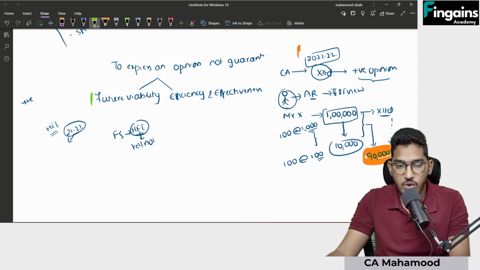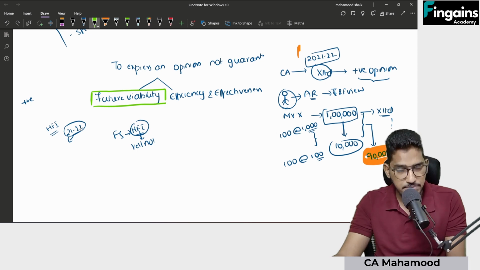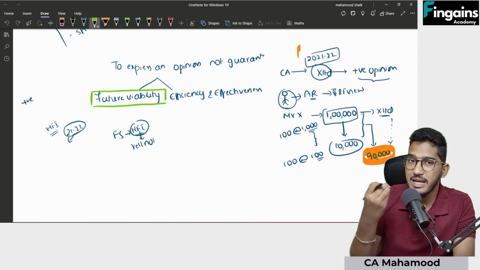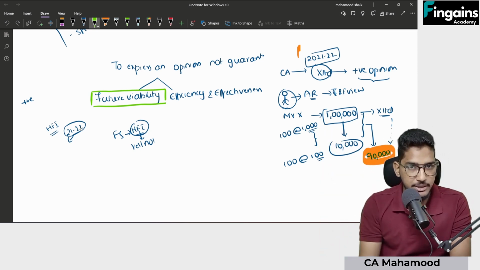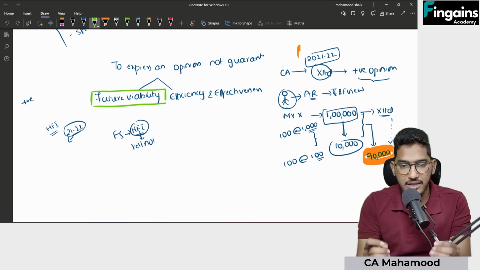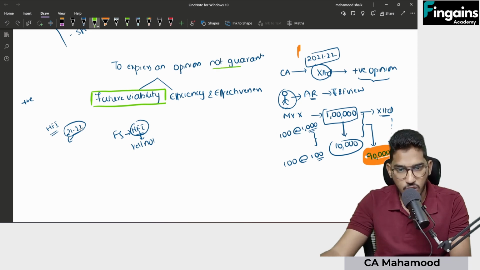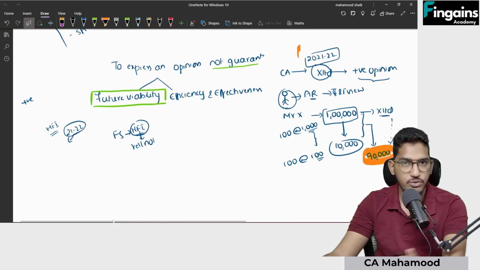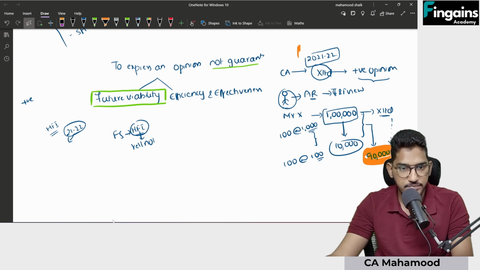So that is the meaning of this particular point. The auditor is required to express an opinion, but that opinion is not a guarantee regarding future viability. If I put it in simple terms, in my own language, if I am giving a positive opinion, that doesn't mean I'm guaranteeing that the company will have a bright future. I have nothing to do with the future of the company. Understood, everybody? So that is the meaning of the first point. When the auditor expresses an opinion, it is not a guarantee. There is no guarantee regarding future viability. I am not guaranteeing any future of the company. My opinion is just on historical financial information.